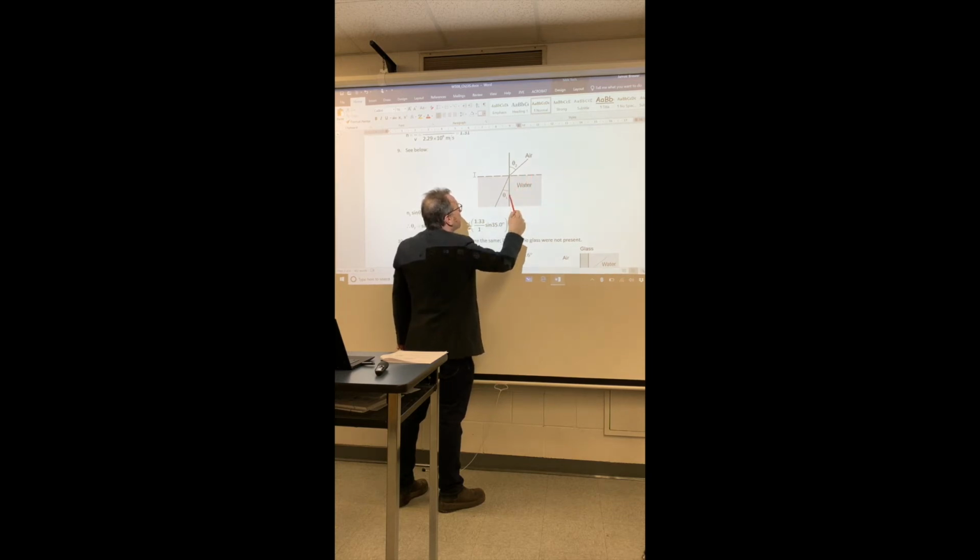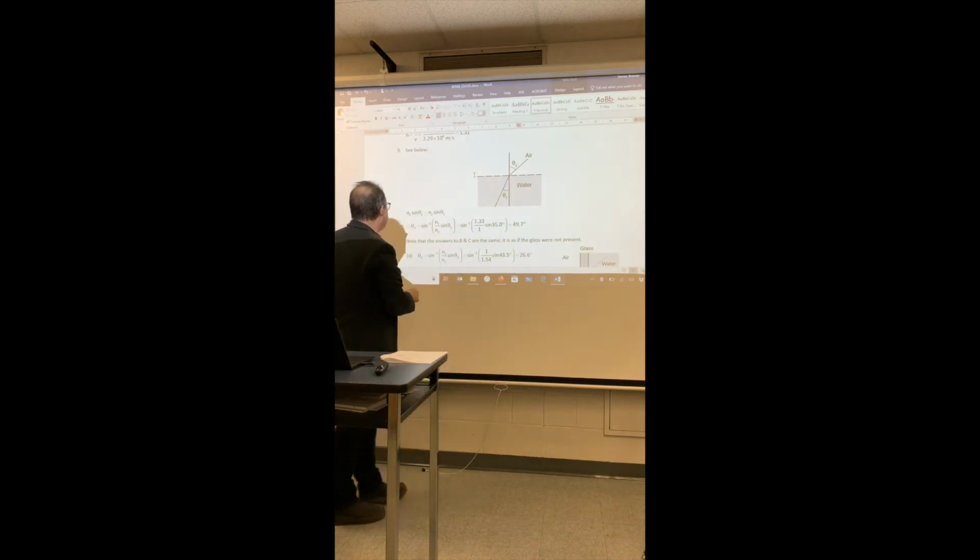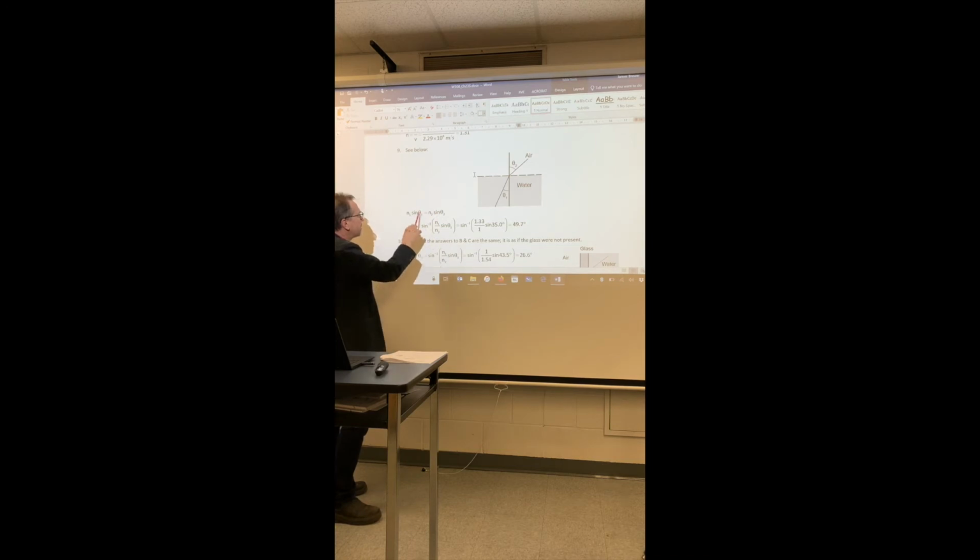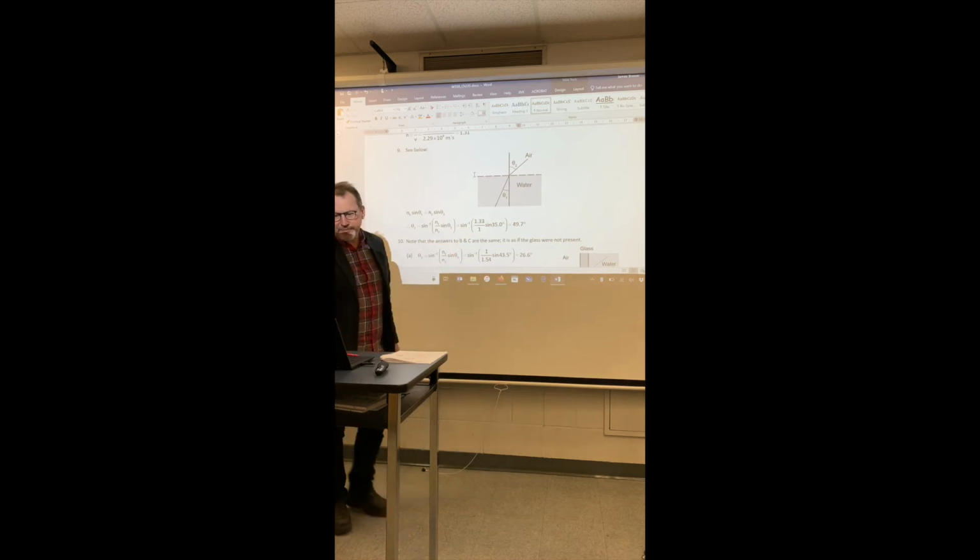I know n1 is the refractive index of water, n2 is the refractive index of air, which is around 1. I've got theta 1, theta 2. What I want is theta 2. So here's Snell's law. I want theta 2, so I can quickly solve this for theta 2. There's the algebraic solution. And then just slug in some numbers and out pops the answer.